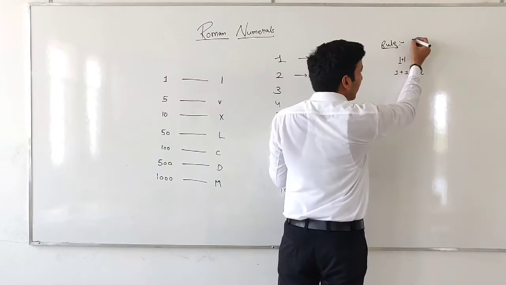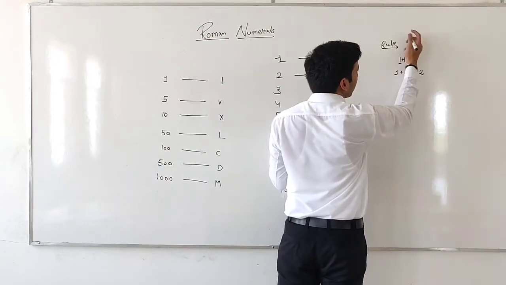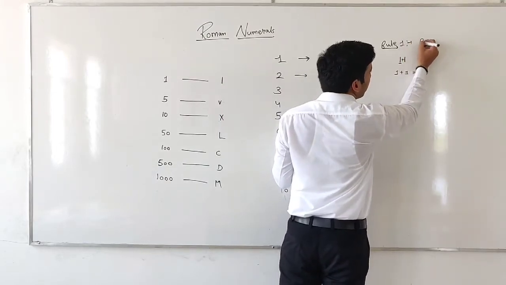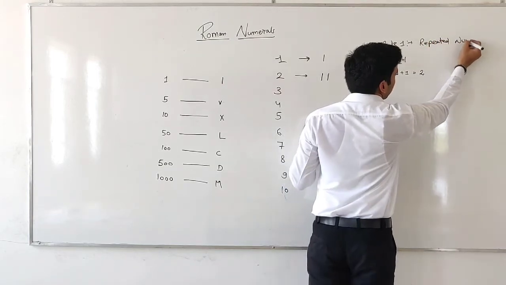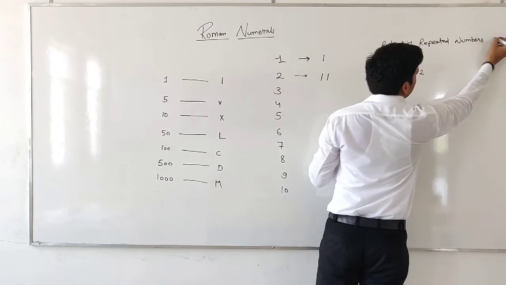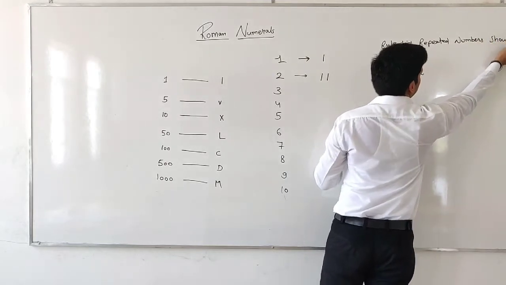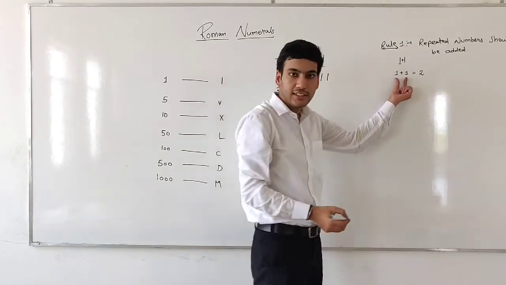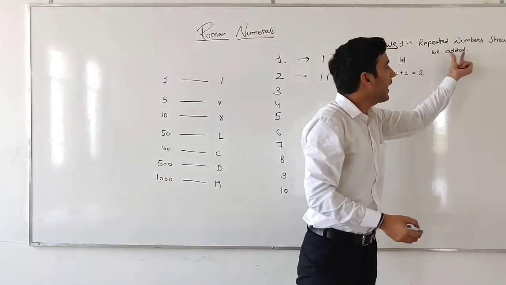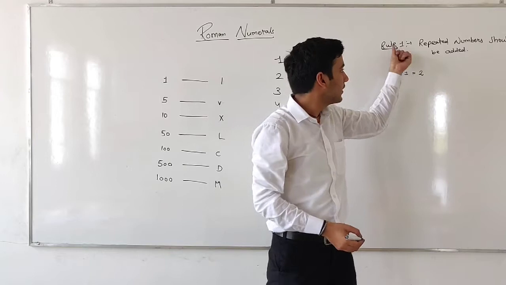So rule number one is: a repeated number should be added. Here there is addition, so a repeated number should be added. This is rule number one.